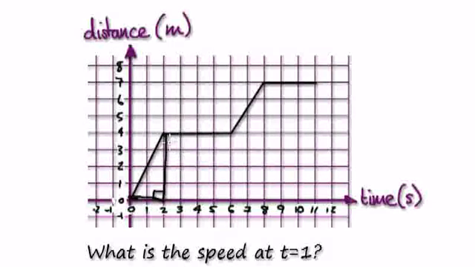The speed at time equals 1 will be, let's say, 4 over 2. 4 over 2, that's 2. So the speed is 2 meters per second.